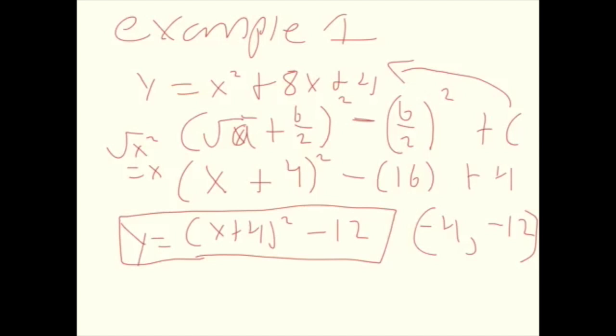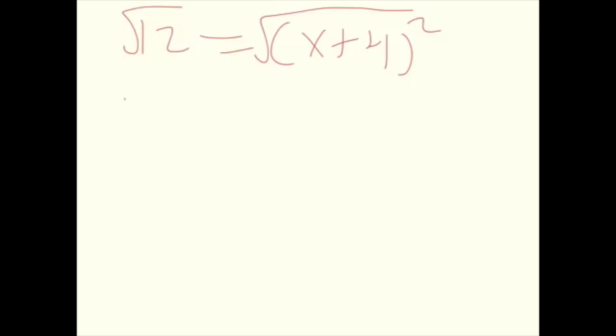So to solve for the zeros, we make y equal 0, because by definition, when you solve for zeros in a quadratic, y must equal 0. So here 0 equals x plus 4 squared minus 12. So what do you do? You move 12 over. 12 equals x plus 4 squared. Let me move on to the next page.